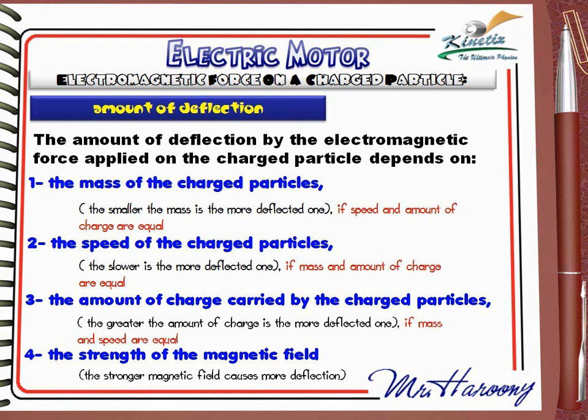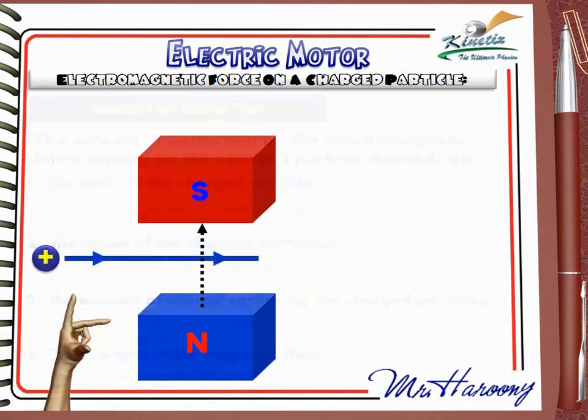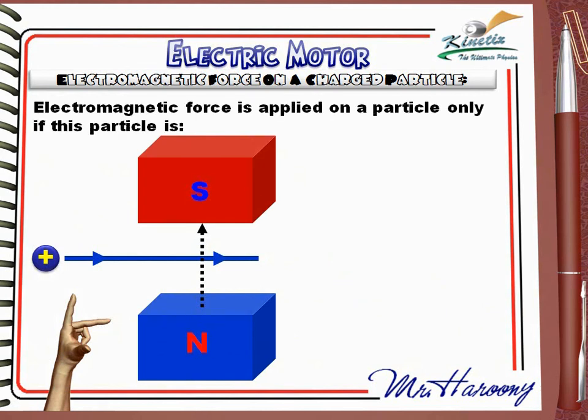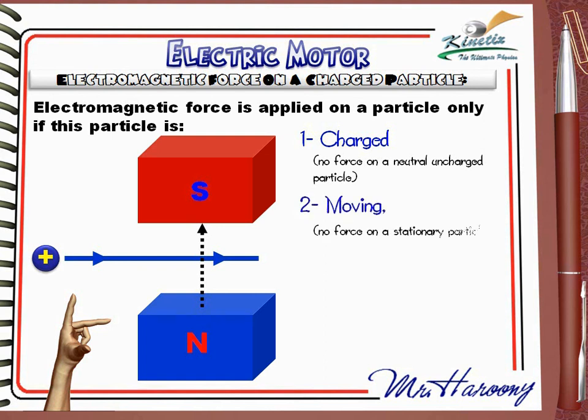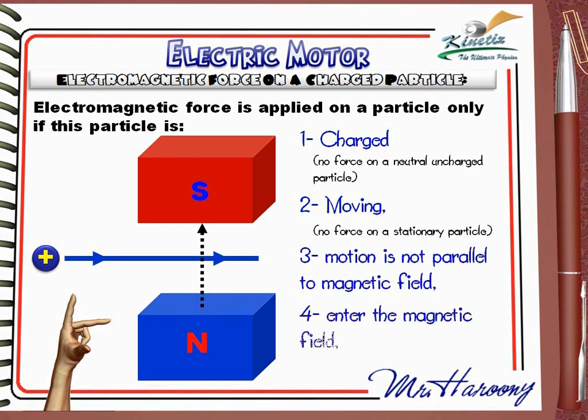Before we finish this part, we can conclude that electromagnetic force is applied on a particle only if this particle is: Number 1. It must be charged. No force on a neutral, uncharged particle. Number 2. It must be moving. No force on a stationary particle. Number 3. Motion is not parallel to magnetic field lines. Number 4. Enters the magnetic field. No force on a particle away from the magnetic field.